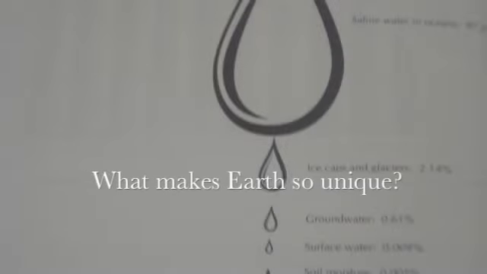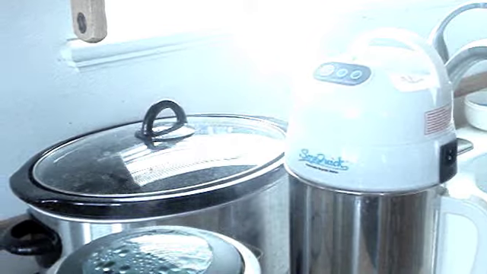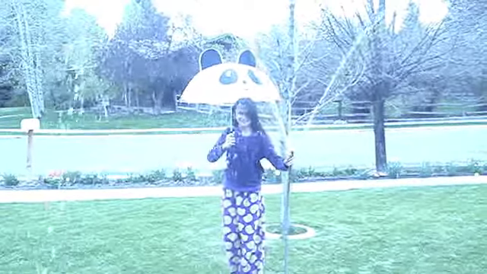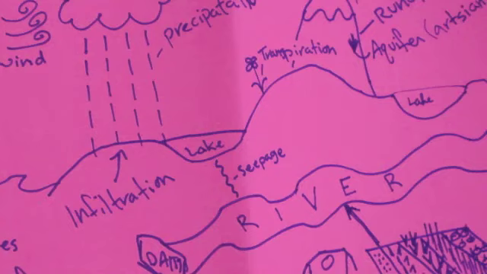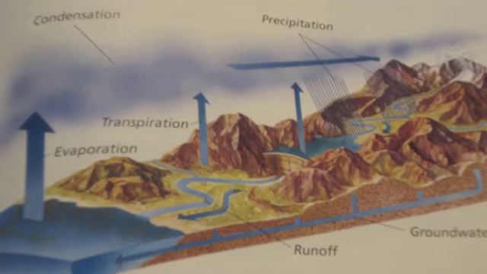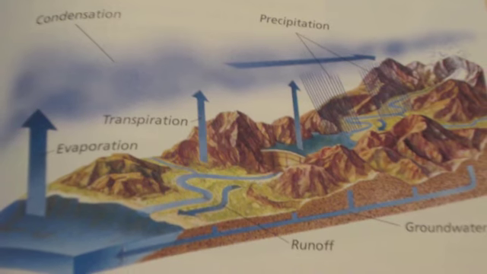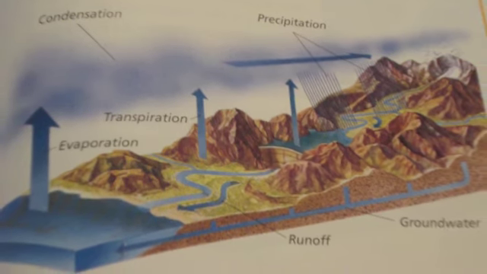What makes Earth so unique? Its ability to recycle water through evaporation, condensation, precipitation, which causes runoff, infiltration, and more. It eventually leads to the beginning of the cycle all over again.